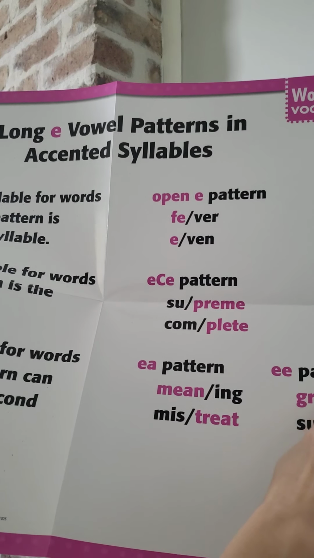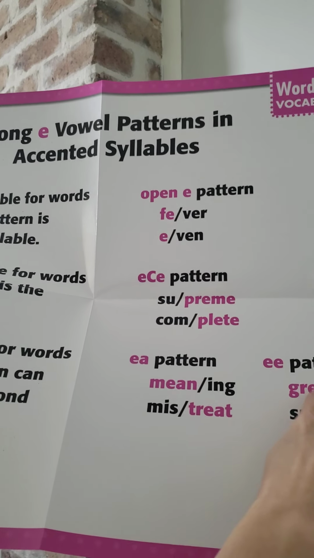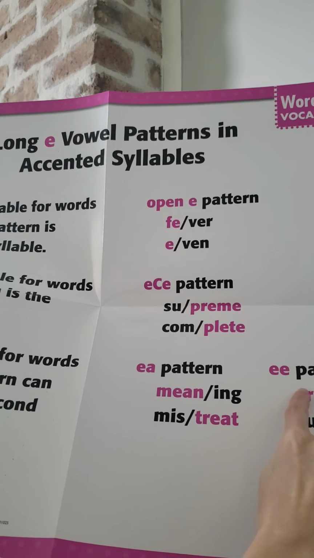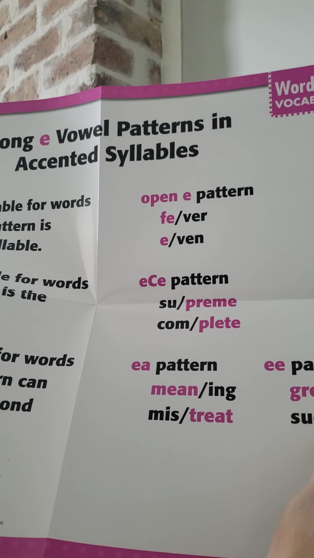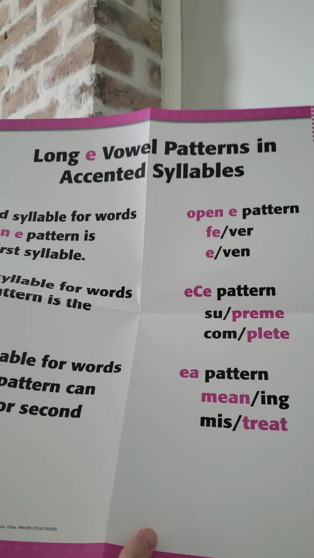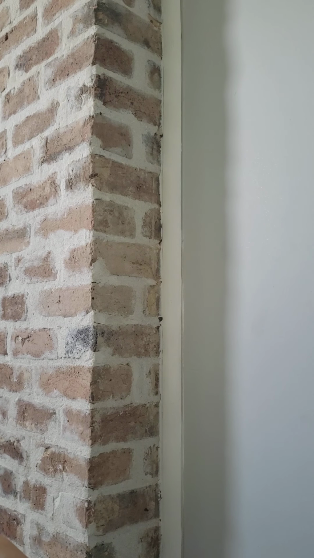Double E, the EE pattern, greeting. That's in that first syllable. We hear that accented in the first syllable. And succeed, you hear the long E in the second syllable. So that's just a really quick review of our skill for this week. And we're going to do a word study sort today, sorting the words by what syllable you hear that accented E in. So let's practice a couple before you get started on your work for today.